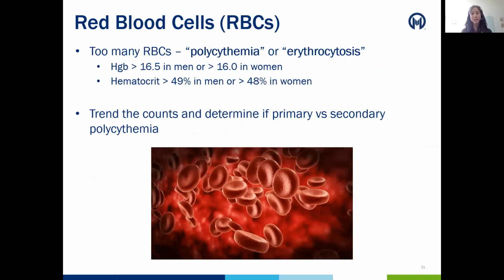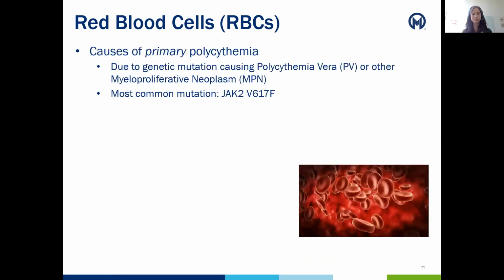If you have too many red blood cells, that's a condition that we call polycythemia, or more specifically erythrocytosis. And that's defined as a hemoglobin greater than 16.5 in men or greater than 16 in women, or also the listed hematocrit levels as well. And again, we trend the counts to see, is this looking more like a primary chronic blood-related disorder versus a secondary polycythemia in response to something else.